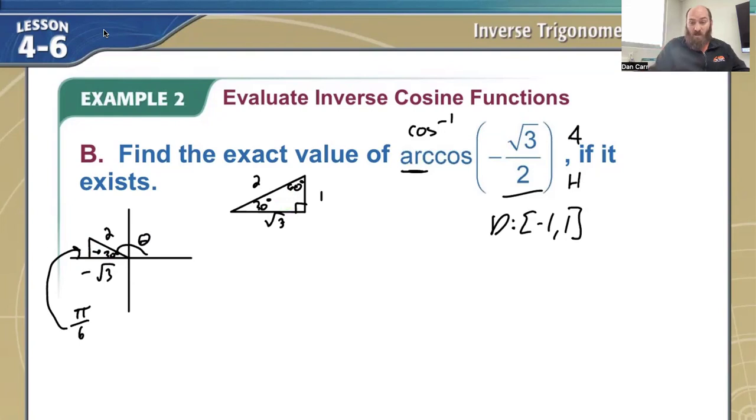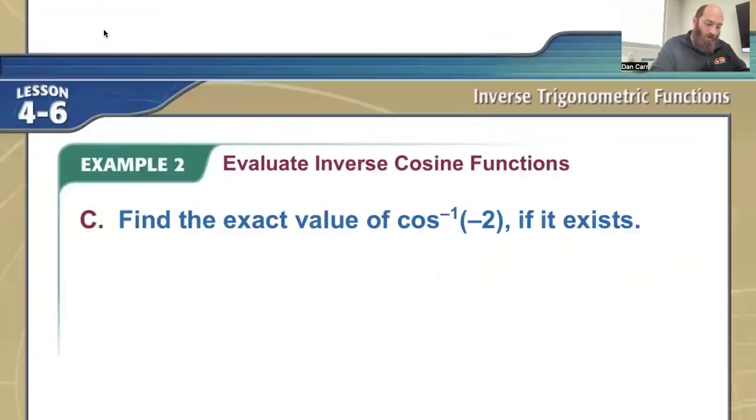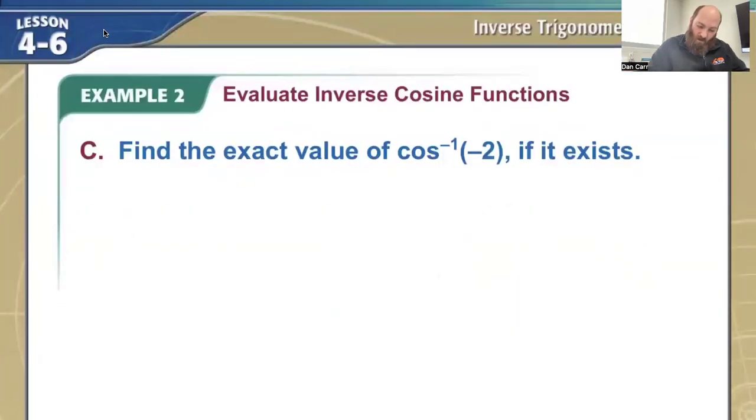So the actual position that creates an arc cosine of negative root 3 over 2 is going to be the rest of this angle here, which is going to be pi minus pi over 6, meaning that the arc cosine of negative root 3 over 2 is equal to 5 pi over 6. That's getting this right here, pi minus pi over 6. Okay, and I believe this is going to be, oh, no, not quite the last one.